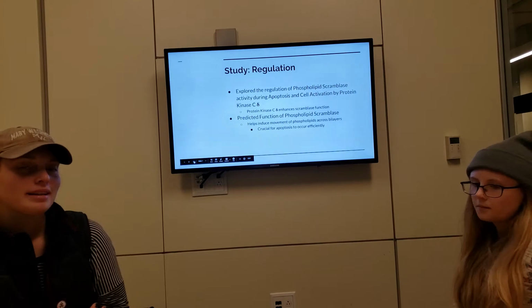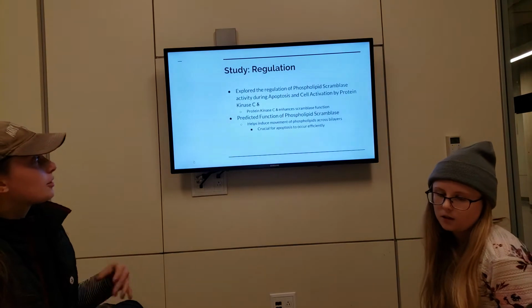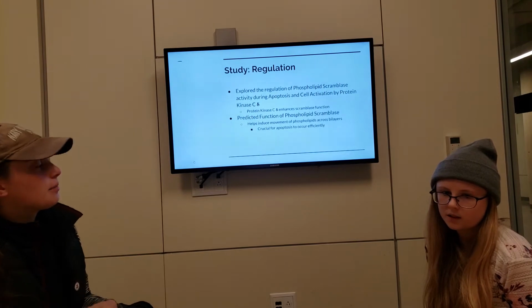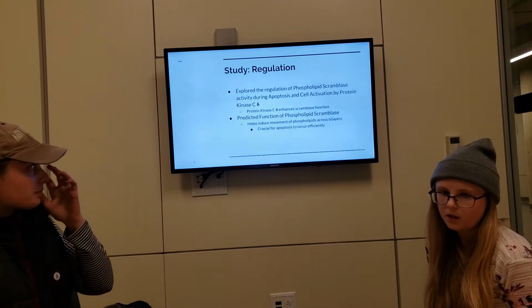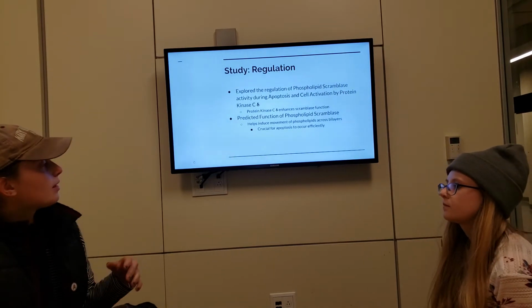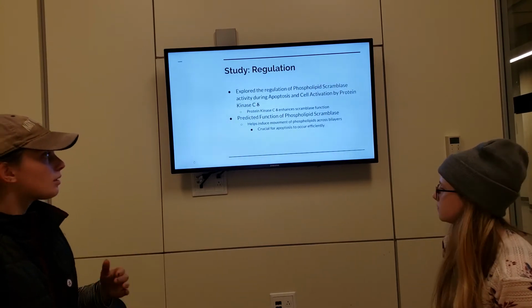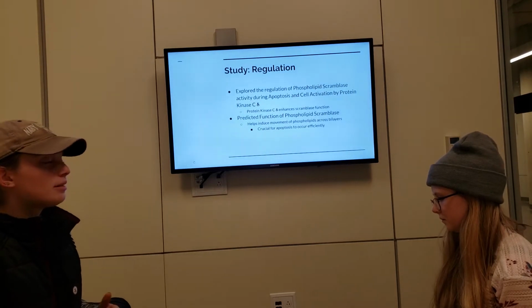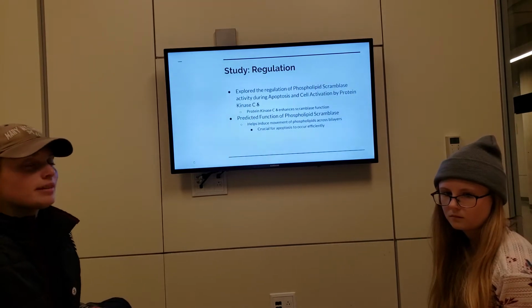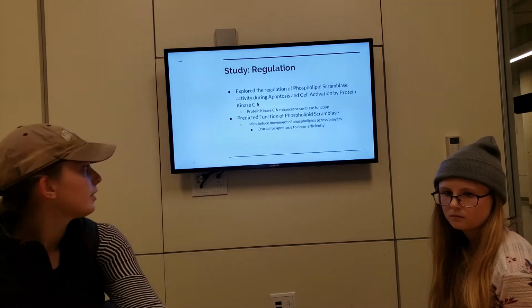So a study that we ended up looking at that had to do with phospholipid scramblase was looking at its regulation through protein kinase C delta in apoptosis and cell activation. Beforehand, we predicted the role of phospholipid scramblase in those processes, and we thought it's more than likely something that's crucial for apoptosis to occur efficiently.